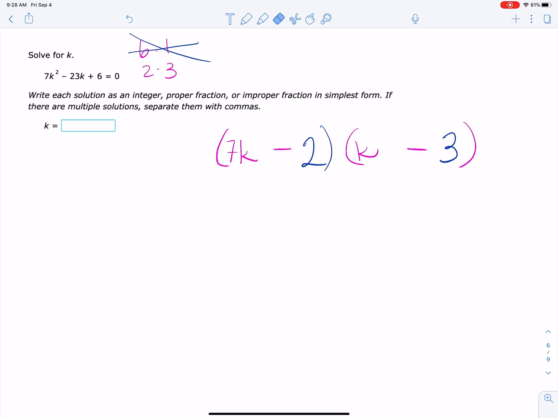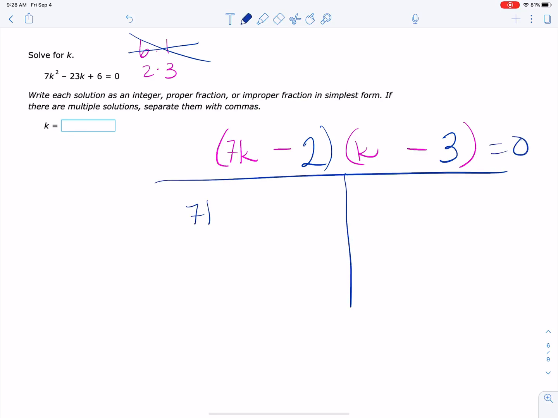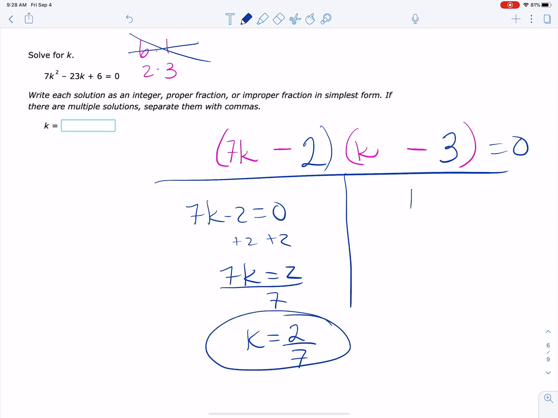So it's factored, and now let's solve it. So 7k minus 2 is 0. Add 2. 7k is equal to 2. Divided by 7, k is 2 sevenths. And then the other side is k minus 3 is 0, so k is equal to 3. Hooray.